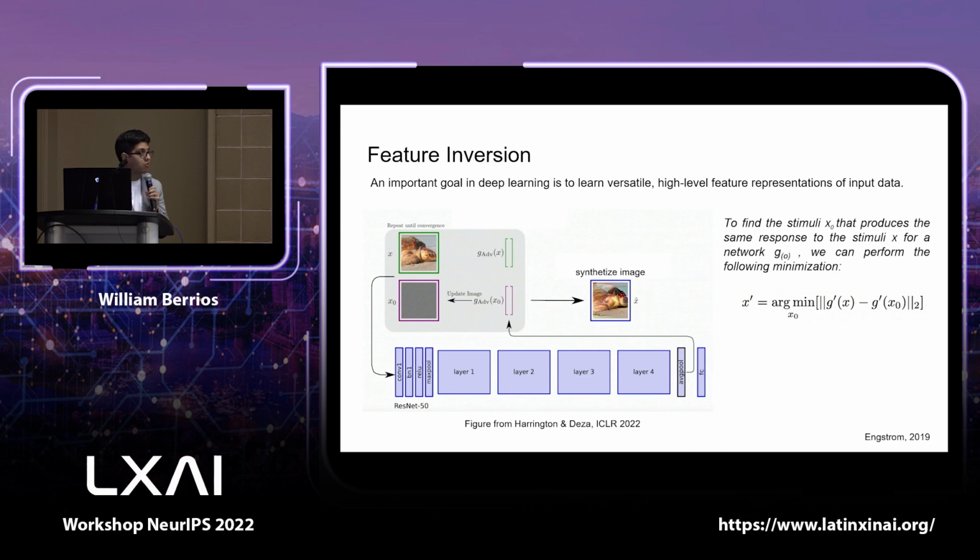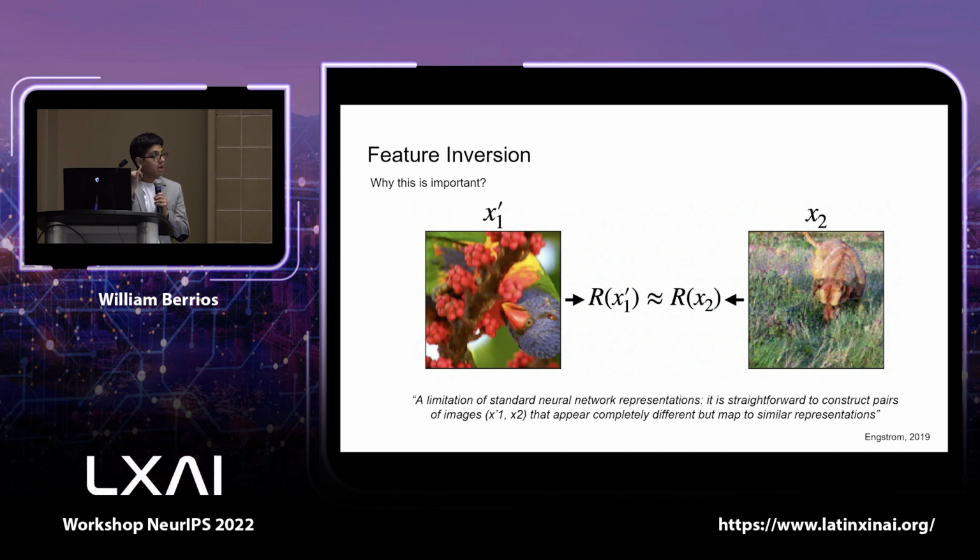experiment that we managed to work on is feature inversion. Why? Because an important goal in deep learning is to learn versatile and high-level feature representation of input data. So how does this work? We find a stimulus x0 that produces the same high-level feature representation of an input image that is in green. So we iterate this, and we synthesize the image by minimizing the L2 norm between these two high-level feature representations, of the input image and the stimulus.